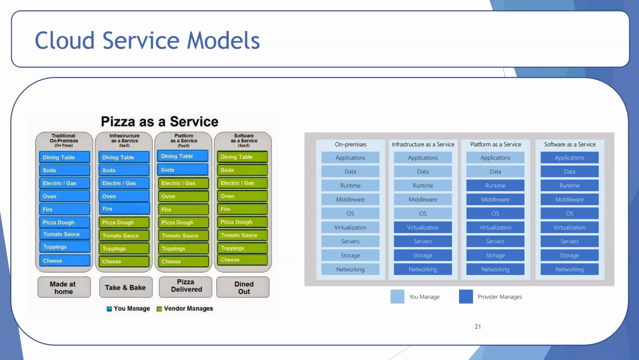Made at home or on premise. We are responsible for everything from preparing dough for base to arranging dining table and soda. In terms of cloud services, we are responsible for networking to application. Take and bake, or IaaS. In this scenario, we buy pizza dough, sauce, toppings, and cheese, but bake pizza at home. So we are responsible for gas and other baking related infrastructure, as well as dining table and soda.